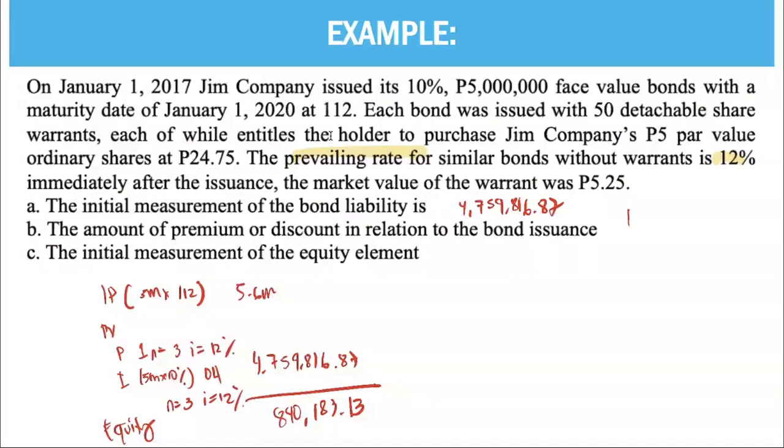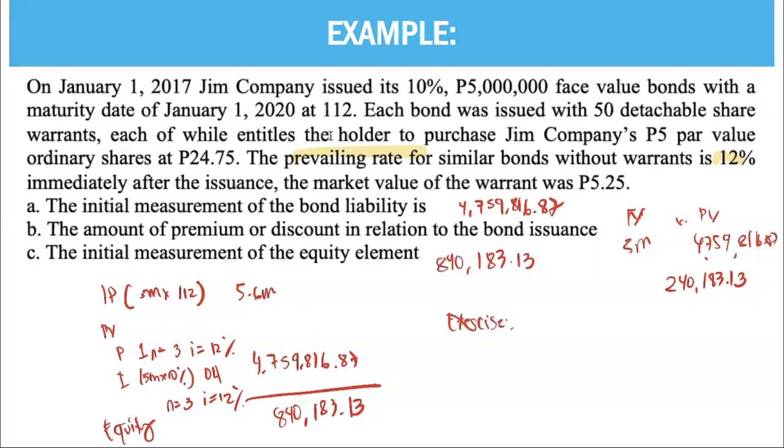What is the premium or discount? For premium or discount, compare again the face value versus the present value. Face value is 5 million. This is 4,759,816.87. So 5 million less 4,759,816.87, we have a discount of 240,183.13. And the initial measurement of your equity element, we have computed that at 840,183.13.